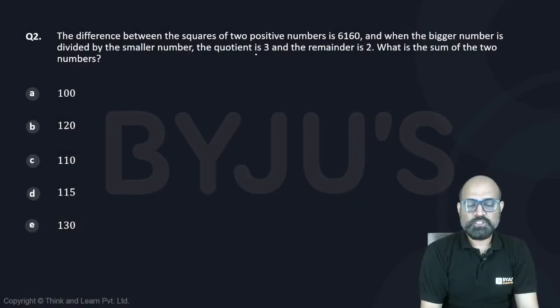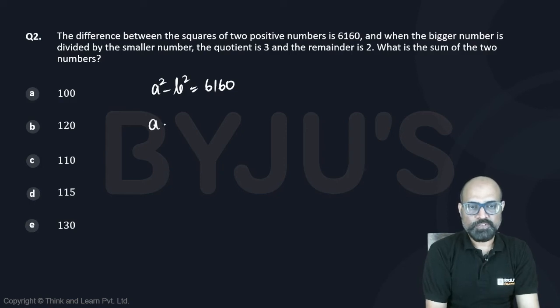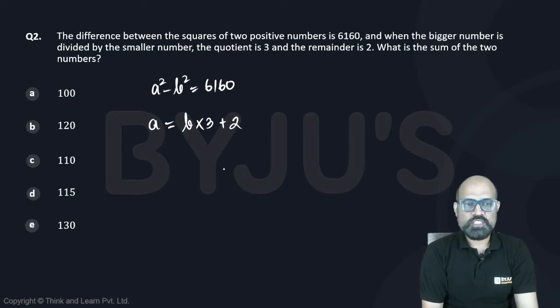The difference between the squares of two positive numbers is 6160. A square minus b square is 6160. And when the bigger number is divided by the smaller number, b is the smaller, right? The quotient is 3 and the remainder is 2. So a equals 3b plus 2. What is the sum of two numbers? So we are asked to find out what is a plus b.